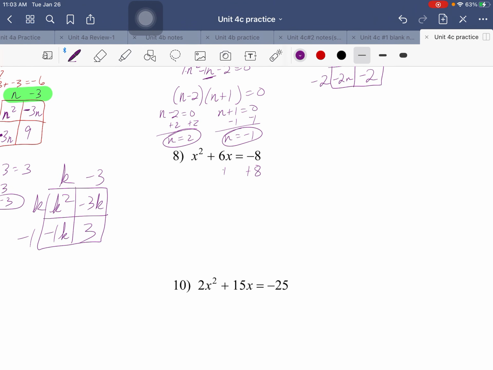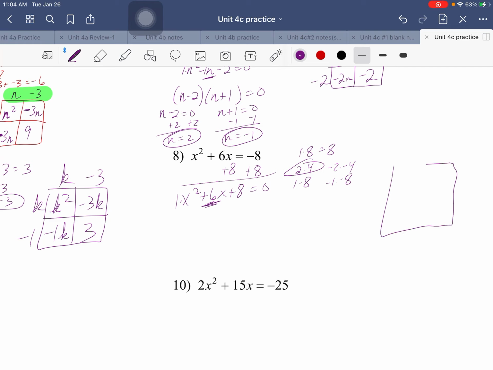Next problem. Add 8. So our a is 1. So 1 times 8 is 8. So that's 8 times c. And all the factors of 8: 2 and 4, 1 and 8, negative 2 and negative 4, negative 1 times negative 8. Which one's going to add up to positive 6? Well, that's 2 and 4.